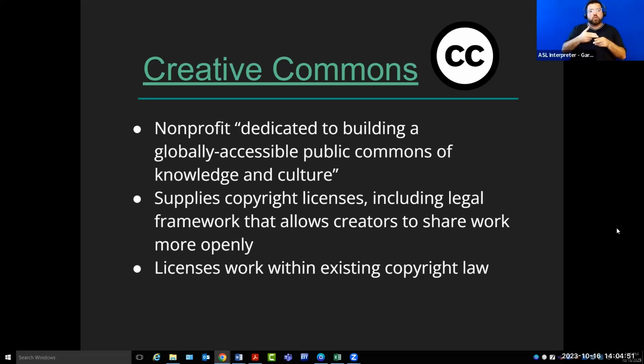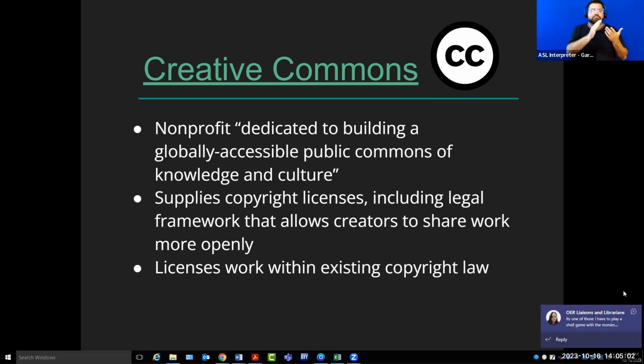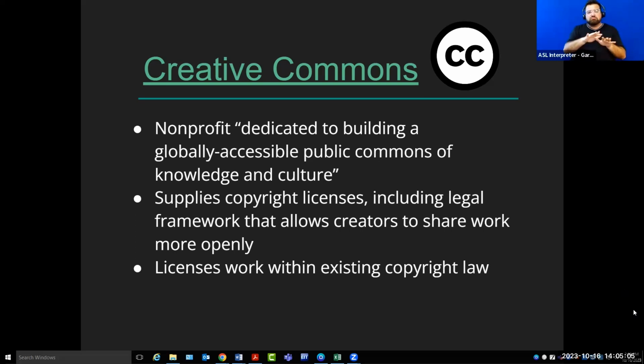Creative Commons is a nonprofit that's dedicated to building a globally accessible public commons of knowledge and culture. It's a license that an author can put on their work. They're basically saying that they want others to be able to use the source and give it to others. There are a number of different permissions that go along with it, and it works within existing copyright law.